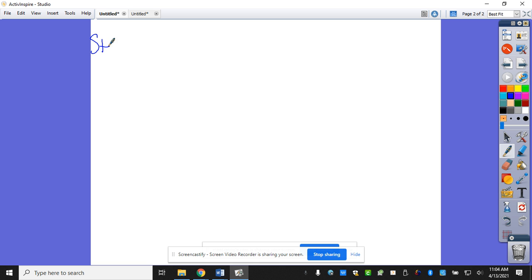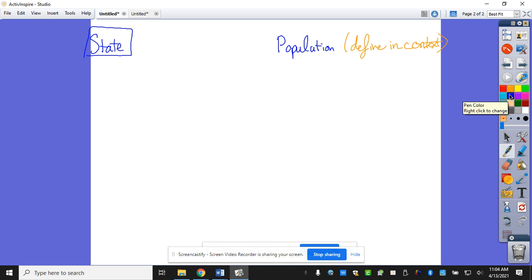So in state, we've got all of our stuff over here. We're still going to have a population. So either you just write an arrow over or however you want to do that, which is still defined in context. What comes right after population? And we just wrote what that's going to be.